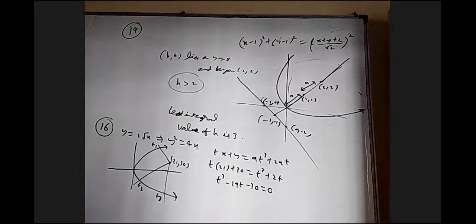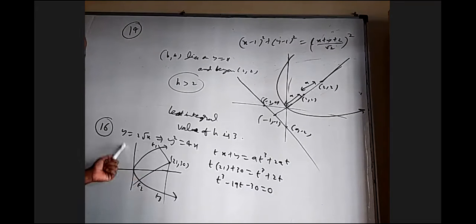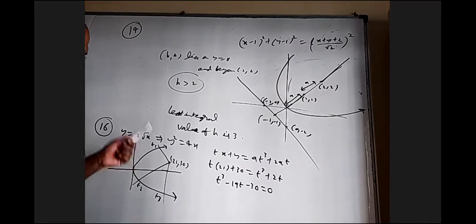Okay, coming to the 16th one. There is a parabola y equal to 2 root x. You know, it is not the full parabola, it is only the upper piece. That is a very important point here. It is only the upper piece, but I squared it. It's a parabola passing through 21, 30, there are three normals. They want the slope. But there is actually only one normal.